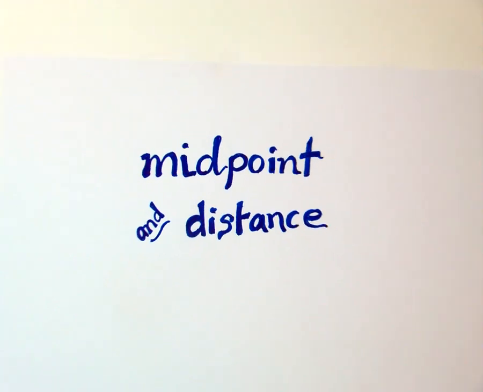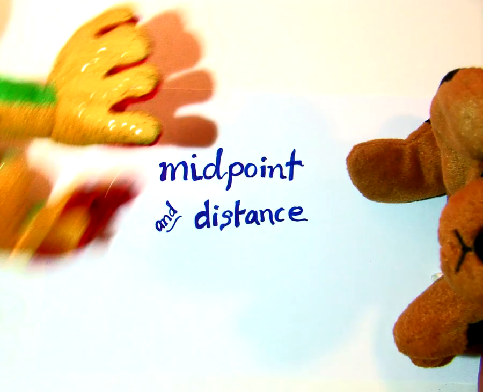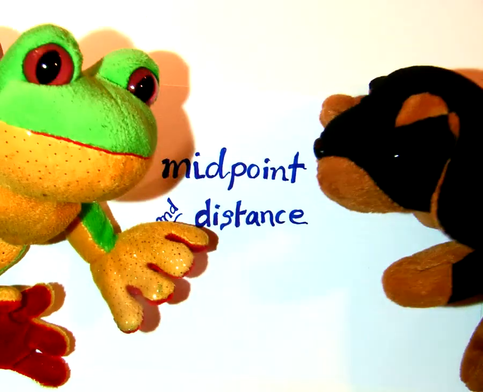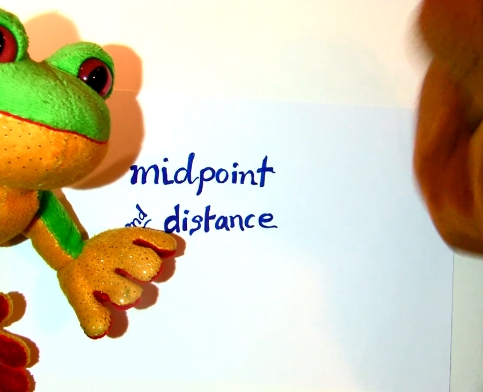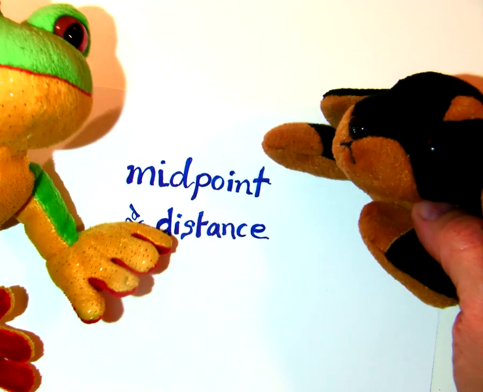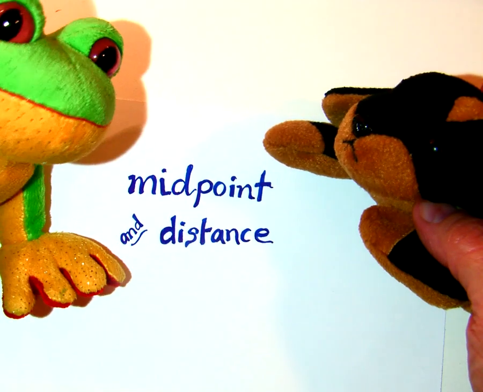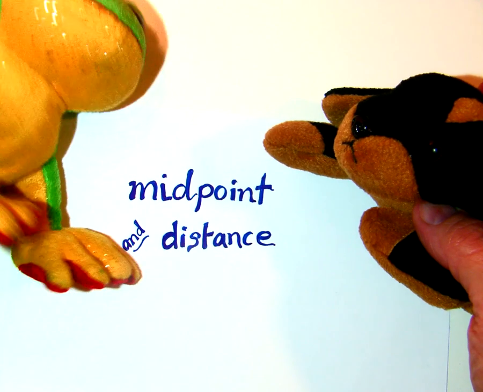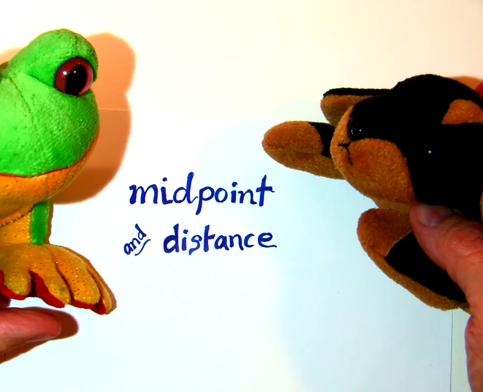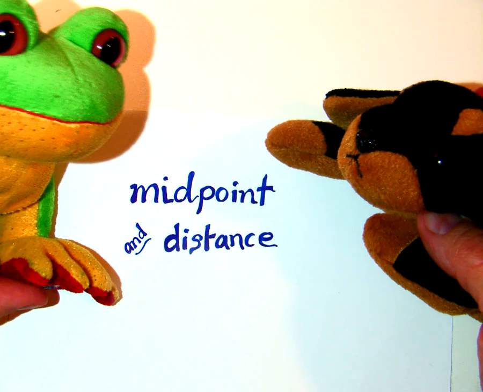So if we have 2 points here, Froggy's hand is on one, and Doggy's hand is on the other. Where's your hand, paw? Doggy's got a paw. There we go. What can I say about the 2 points? Froggy's paw, Froggy's hand, I guess, and Doggy's paw.